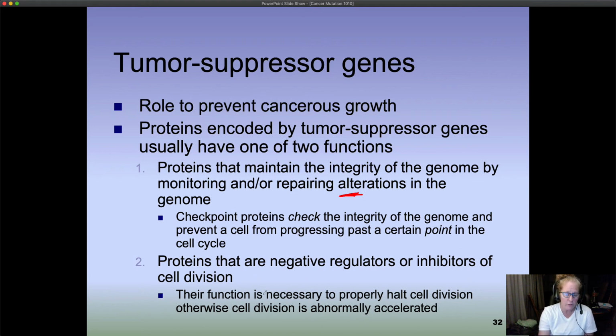There are other tumor suppressor genes that encode for proteins that negatively regulate or inhibit the cell proliferation pathways. And so they're going to stop cell division. They're going to say, hey, no, you don't need to divide right now, so that cell division doesn't get out of control. So tumor suppressor genes encode for proteins involved in the cell cycle.